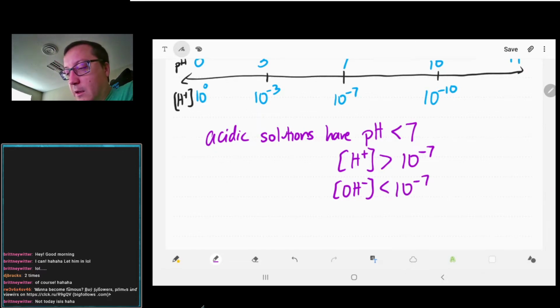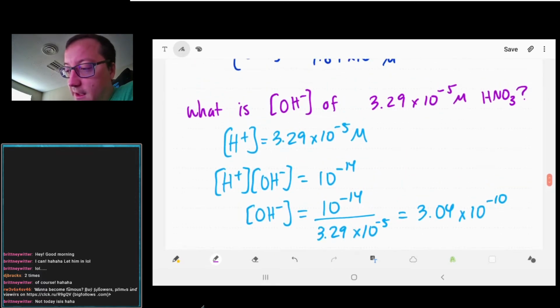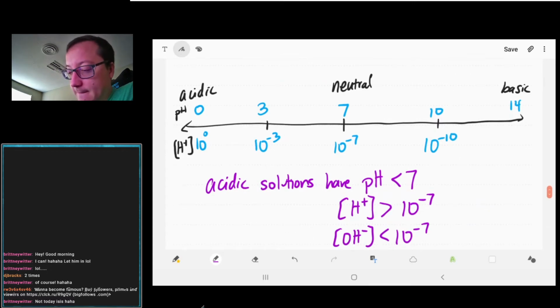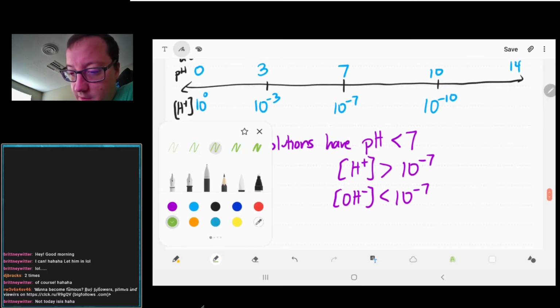So remember that if we look at our number here, we had nitric acid. We're, of course, expecting the solution to be acidic. We see we have an H plus that's somewhere in the realm of 10 to the minus 5. 10 to the minus 5 is bigger than 10 to the minus 7, right? And our OH minus, we're expecting that to be smaller than 10 to the minus 7. And indeed, we see that it is 10 to the minus 10. So we can look at all of these things to tell if something is acidic or basic. So basic things are just going to have the opposites here.